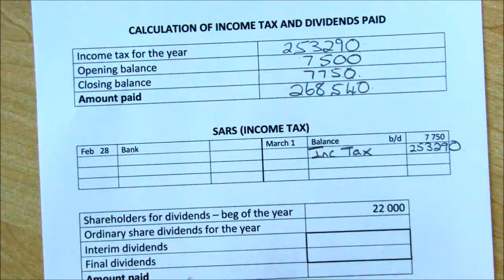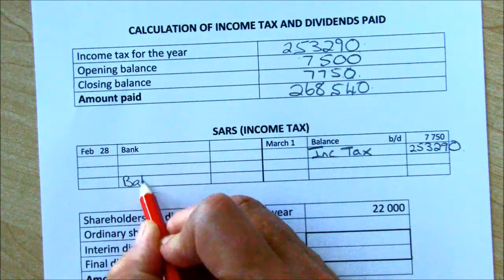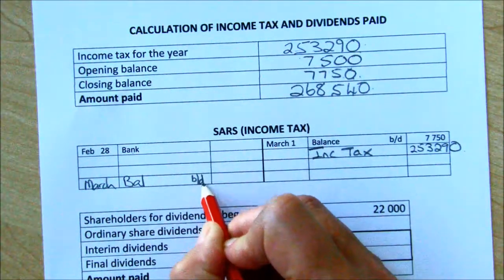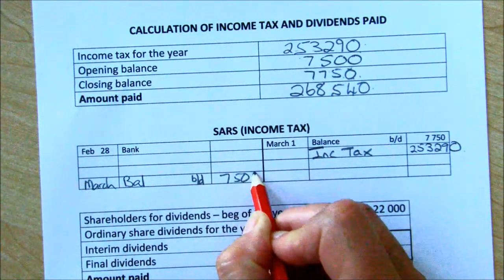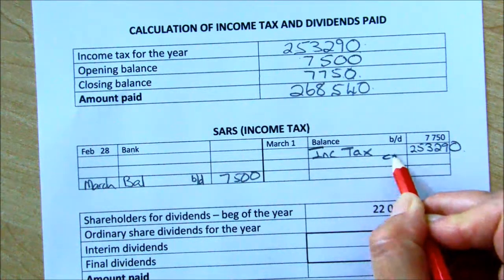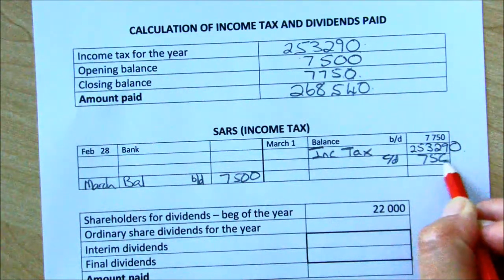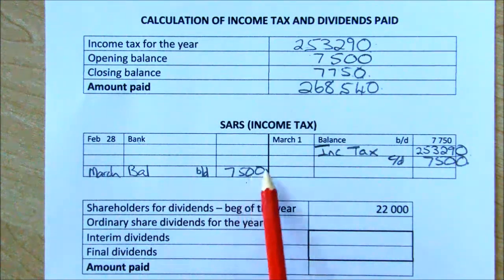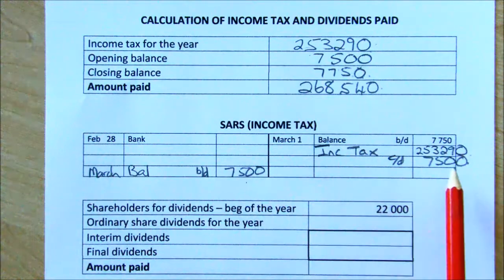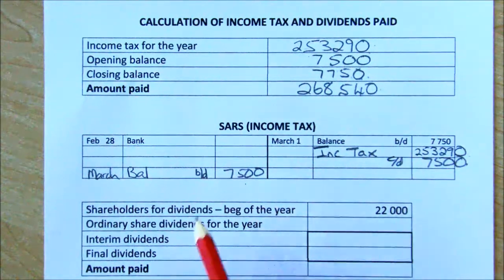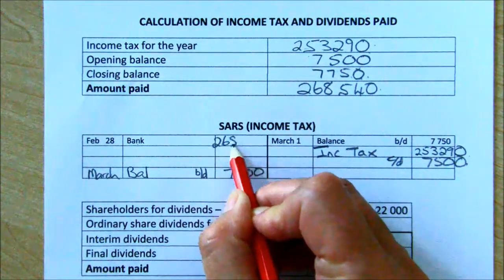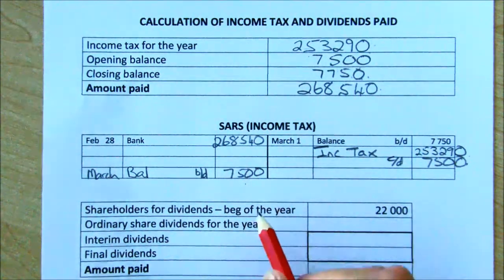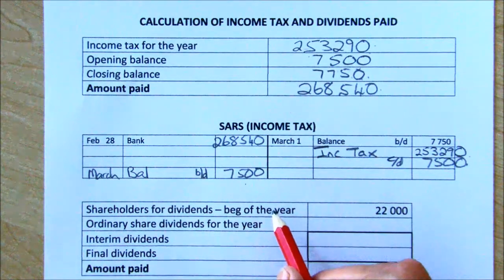Now, you must remember that a debit balance means that the balance for the 1st of March next year is debit. It's brought down as 7,500. So your carry down would have been on the credit side. If it's a debit balance, it's a current asset, it's on the debit side. And so now you can balance this out, and you're going to get the same figure, and that represents the cash that has been paid for SARS.